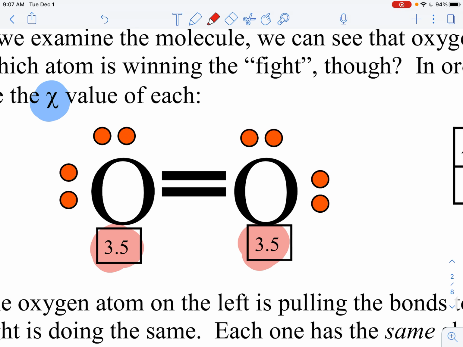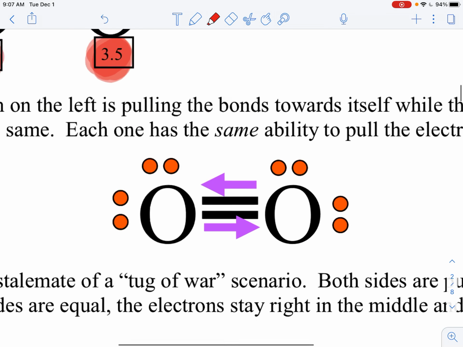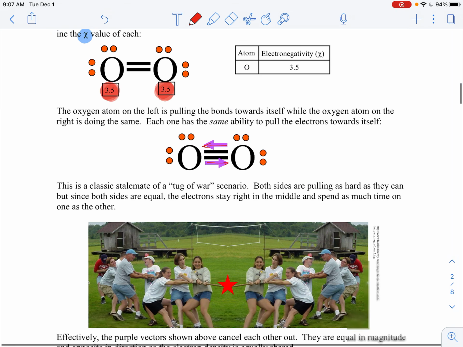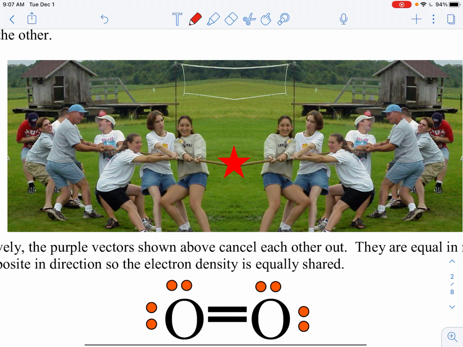So who wins? Well, if this guy is 3.5 strong and this guy is 3.5 strong, then this guy on the left is no stronger than this guy on the right. And so what ends up happening is that this oxygen pulls the electrons towards itself, like that purple arrow shows, and this oxygen pulls them back like that purple arrow shows, and nobody wins. This is a classic tug-of-war example where everybody on the left-hand side is having a tug-of-war with their twin brother or sister on the right-hand side, and therefore that star in the middle cannot move.